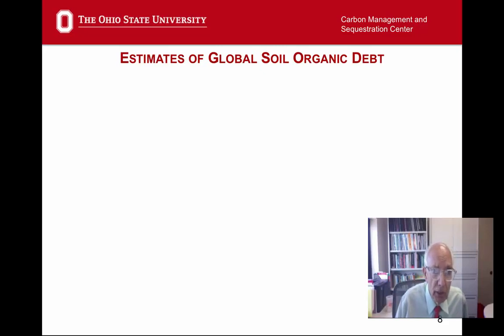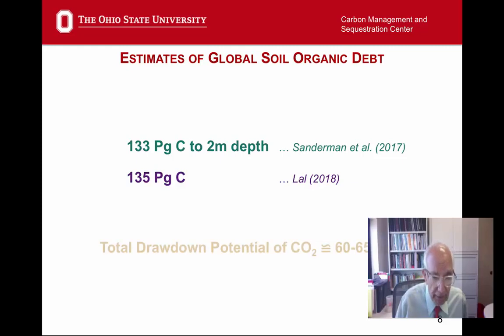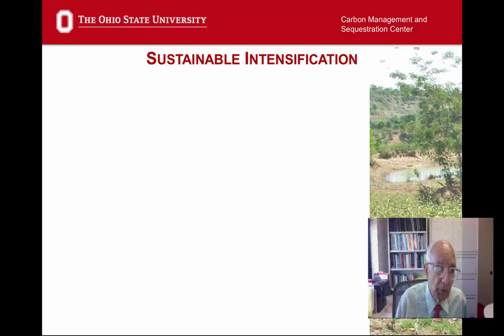The estimates of the global soil carbon debt vary, but the common consensus, from recent publications by Sundermeier and colleagues, is about 133 petagrams. In one of my publications we have estimated 135 petagrams. There are a few others which indicate similar estimates, somewhere between 120 to 180 petagrams of carbon lost from soils of the world since the beginning of agriculture. If this carbon can be restored in the soils, this means a total drawdown potential of CO2 of about 60 to 65 parts per million.